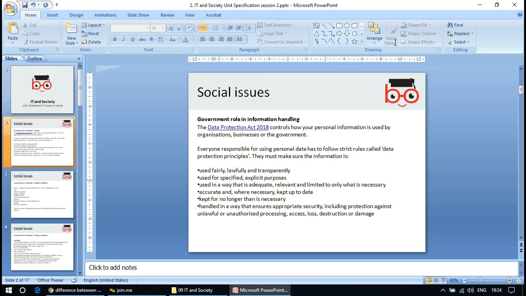So let us see what the tutorial says. Used fairly, lawfully and transparently, used for specified explicit purposes. So specified and explicit purposes is basically the main concern of this Data Protection Act, that it should be correlated with specific and explicit reasons. So you should adhere strictly to these rules.